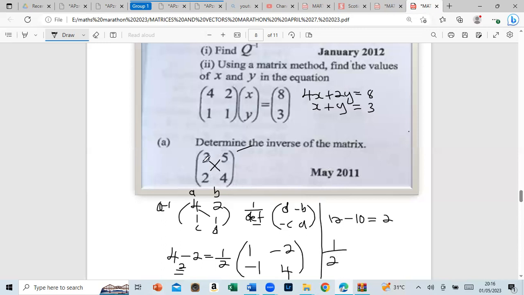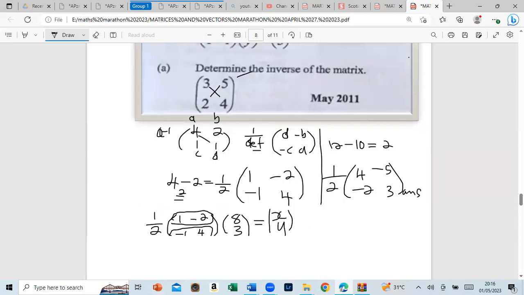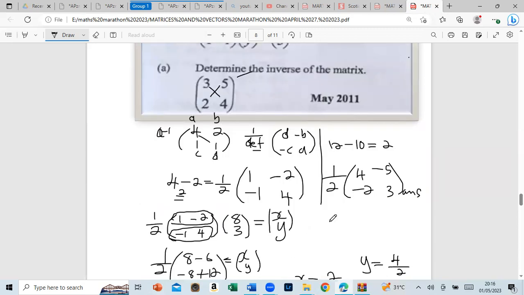And then we swap the positions of these. So it will be 4, 3, and negative 5, negative 2. Because I'm going to change the sign. If it's a positive, we change it to negative. A negative, change it to positive. And that will give us our answer for the inverse.